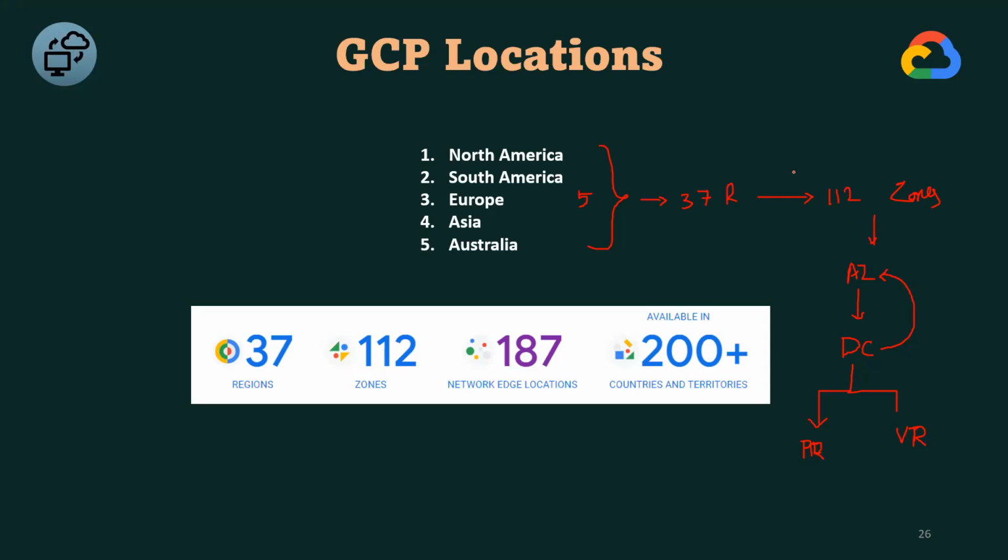It's going to keep on increasing, sir. This number will not be fixed. They may add a few more regions maybe in the next year. So that's all. Okay, each region for sure will have greater than or equal to 3 zones. This is what Google Cloud Platform, GCP, mentions. Each region will have at least 3 zones.